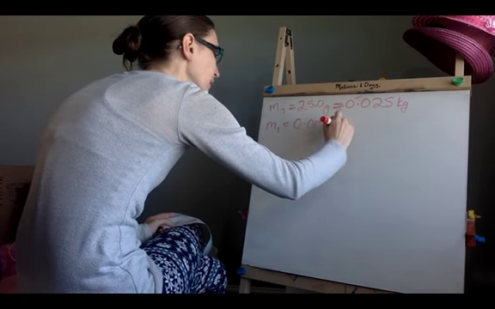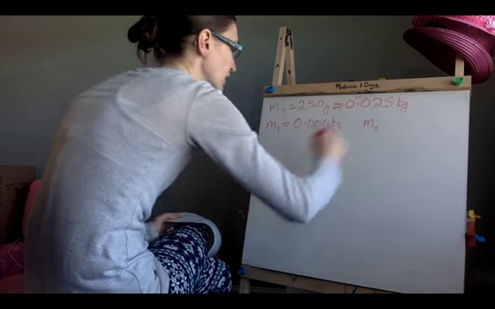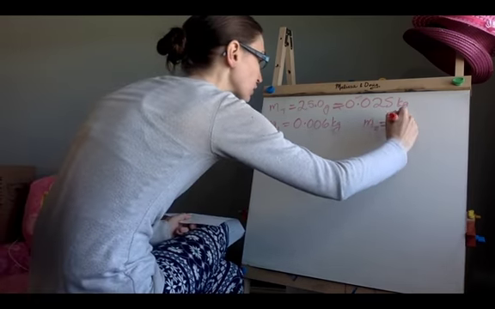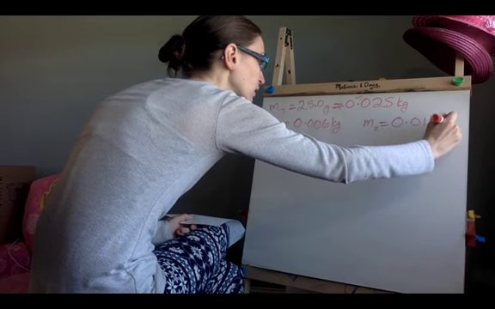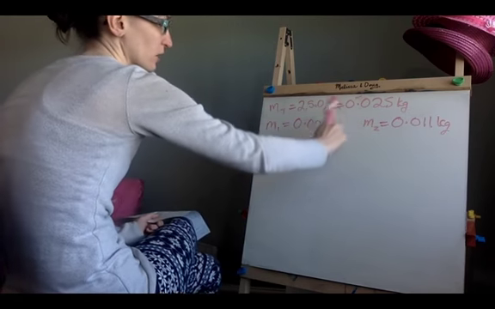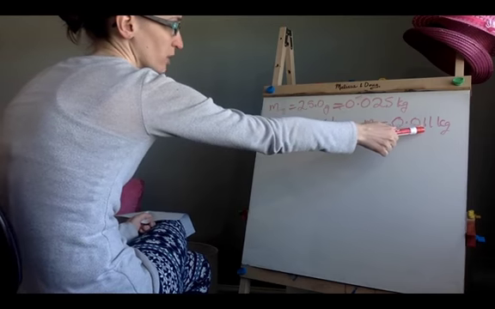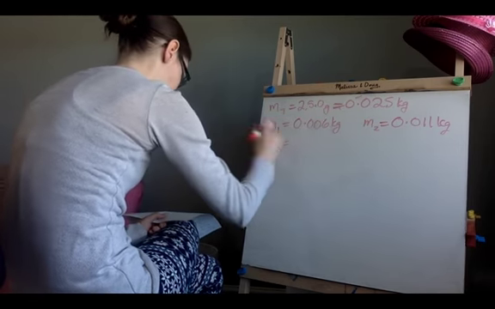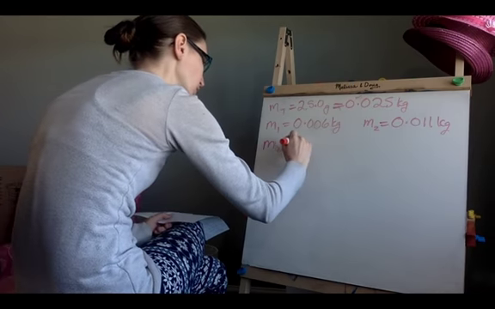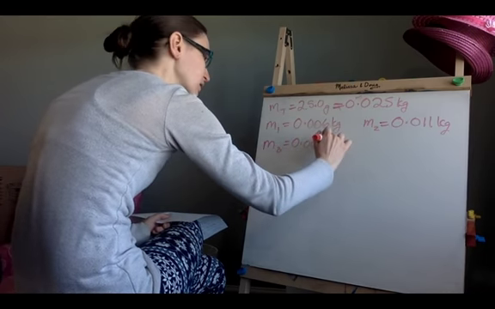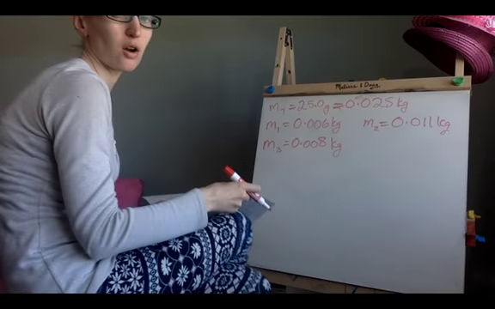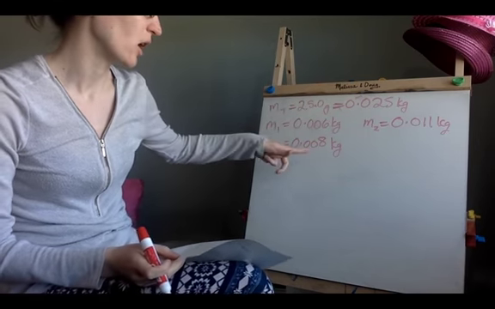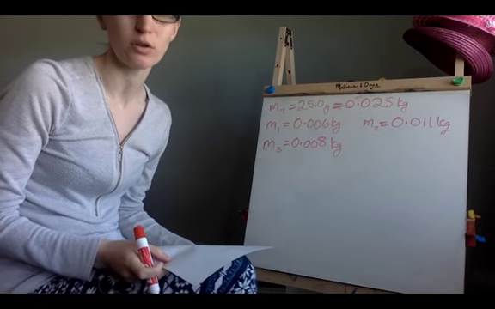0.006 kilograms. We have the mass of the second part, which was 11 grams, so that's 0.011 kilograms. And then just subtracting the 0.011 and the 0.006 from the total will give us the mass of our third, which would be 0.008 kilograms. All I did there was take the 25, subtract the 6, subtract the 11, and get 8 grams, which is 0.008 kilograms.